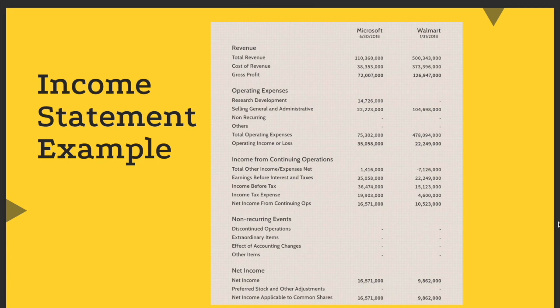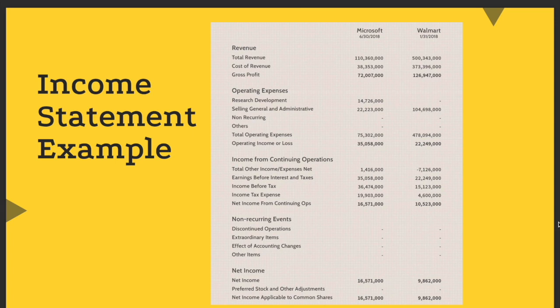Let's look at the most recent annual income statements of two large publicly listed multinational companies from different sectors: technology, that's Microsoft, and retail, that's Walmart. The first section, titled Revenue, indicates that Microsoft's gross annual profit for the fiscal year was 72 billion. It was arrived at by deducting the cost of revenue, 38 billion, from the total revenue, 110 billion, realized by the technology giant during its fiscal year.